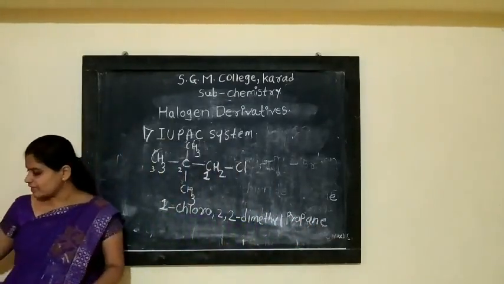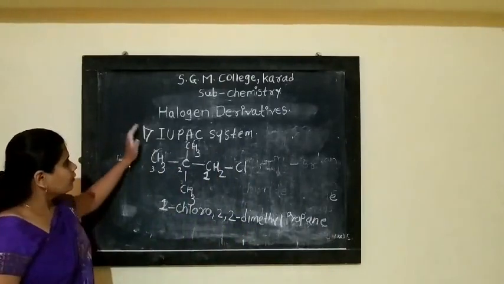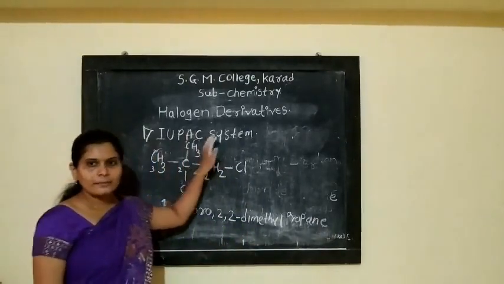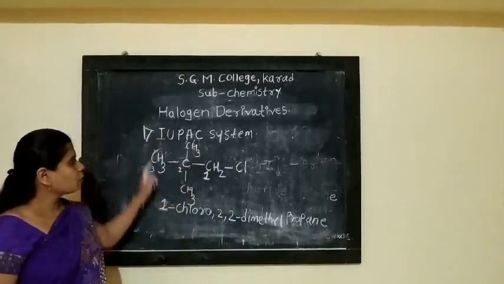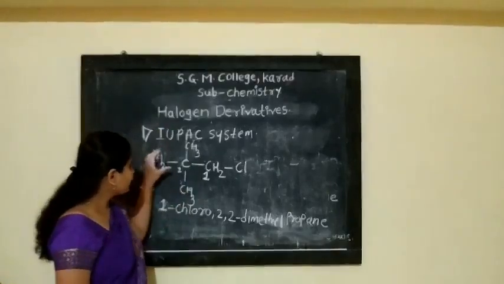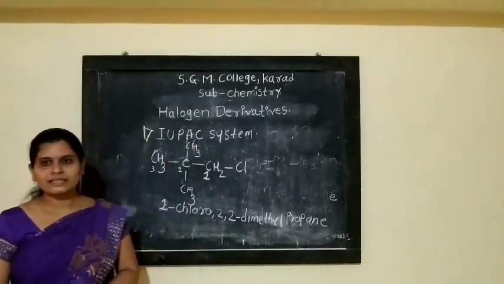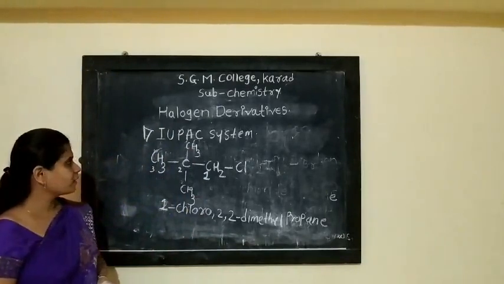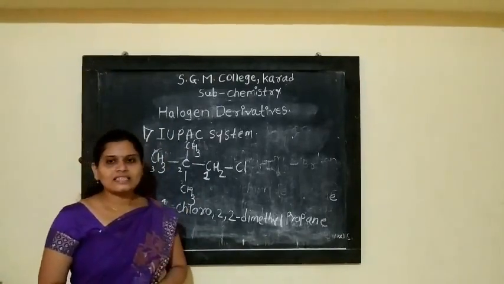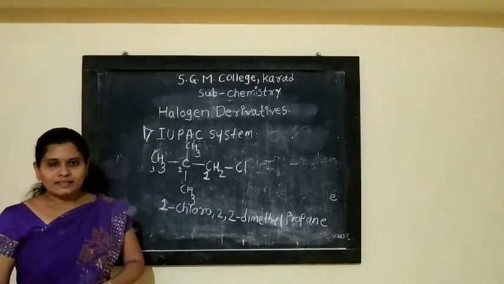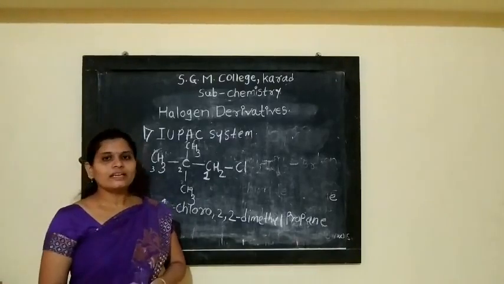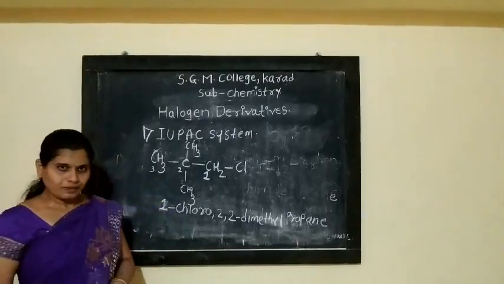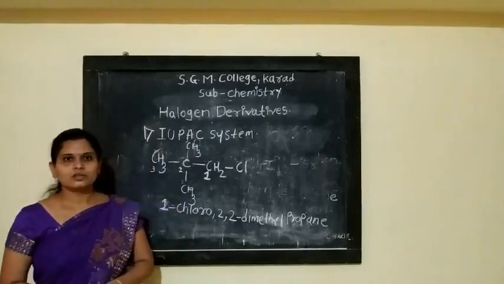So in this lecture we cover the common name system and the IUPAC name system of the halogen derivatives. A little part of the IUPAC name system, that is the nomenclature of aryl derivatives or aryl halides, is remaining. We will continue this in the next lecture. So this is for today.